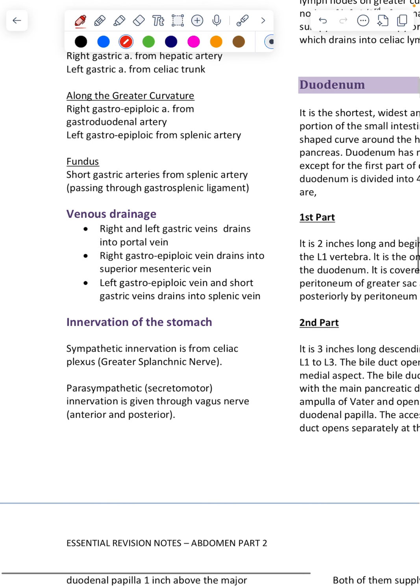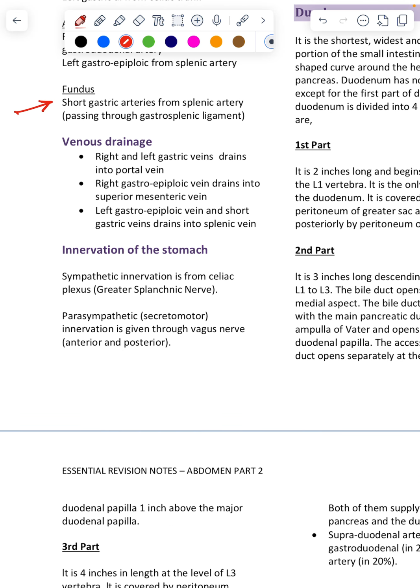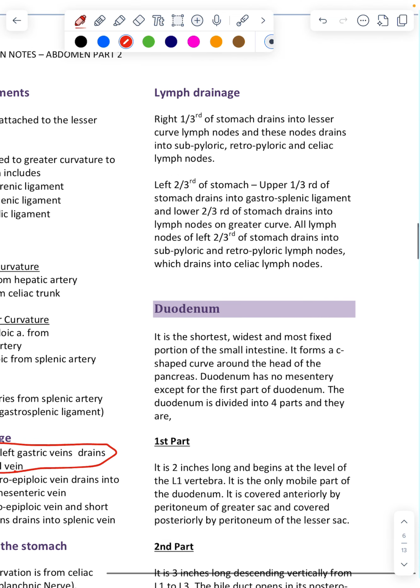Fundus gets its supply from the short gastric arteries. Right and left gastric veins drain into the portal vein. Right gastric drains into the superior mesenteric vein. The stomach is innervated by sympathetic fibers from the greater splanchnic nerve, and parasympathetic secretomotor fibers from the vagus nerve.